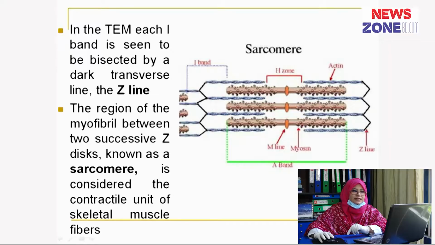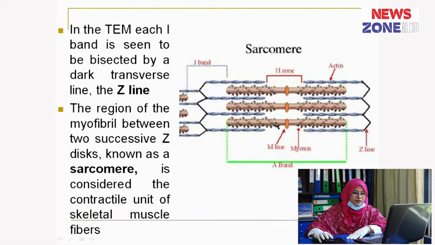In the transmission electron microscopy, each I band is seen to be bisected by a dark transverse line that is known as the Z line. The region of the myofibril between two successive Z lines is known as the sarcomere. It is considered to be the contractile unit of skeletal muscle fiber.